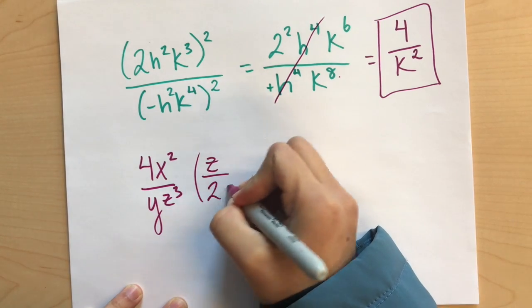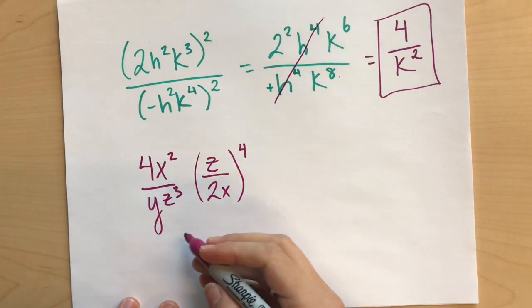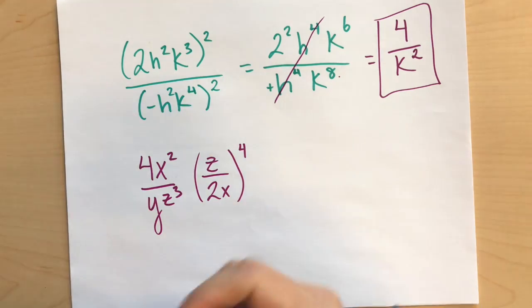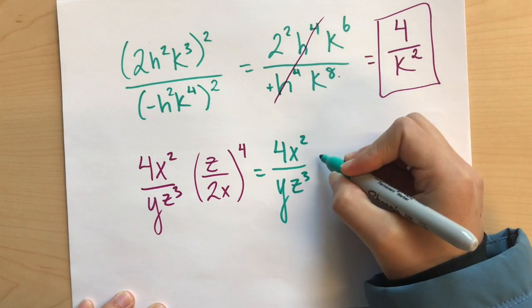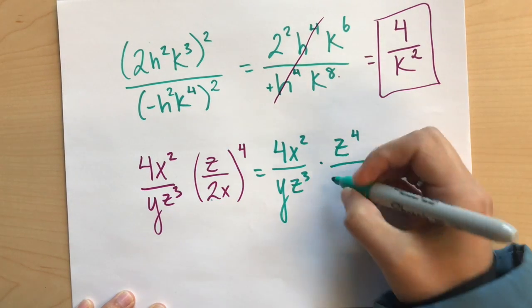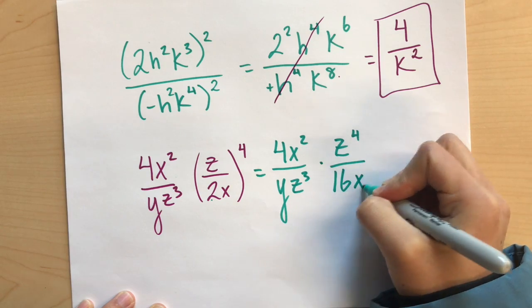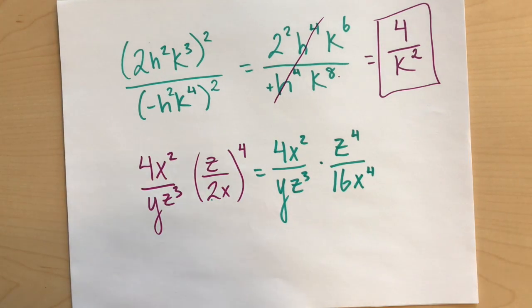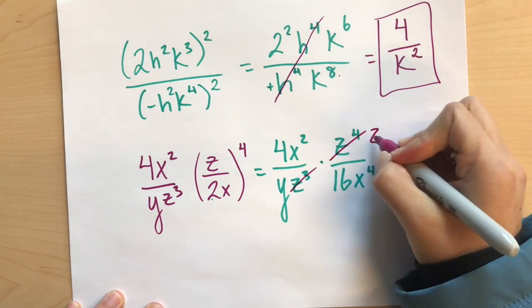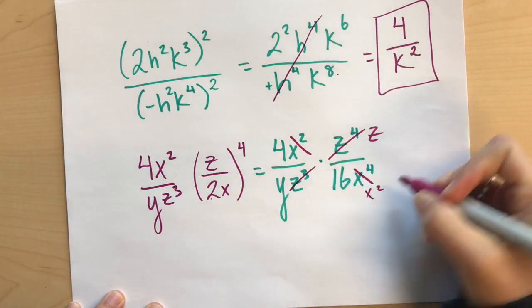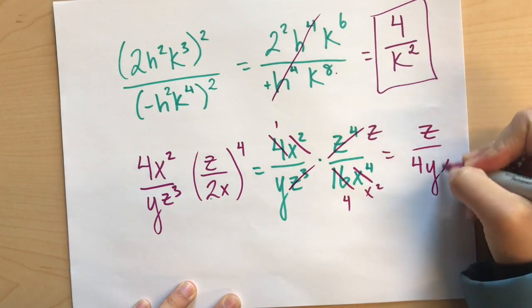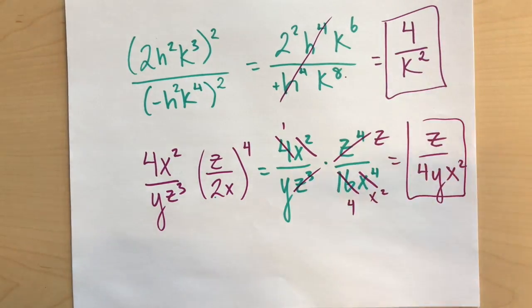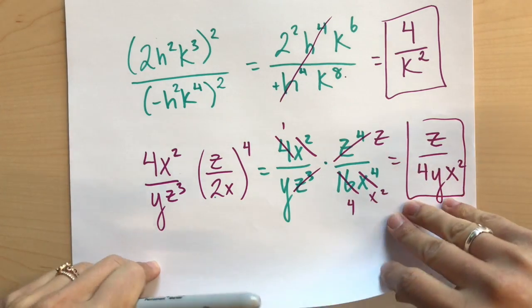We have another example: x squared over y z cubed, times z to the 4th, or z over 2x to the 4th. I'm going to distribute that exponent as my first step to the top and the bottom, and make sure you distribute it to the 2, which is 2 to the 4th is 16, and to the x, so it's x to the 4th. Then I can cancel out, and I'm going to show canceling out this time. Cancel out a z cubed, and I get z. Cancel out an x squared, and I get x squared on the bottom. And then I cancel out a 4, I get 4 on the bottom. And I end up with z over 4y x squared.